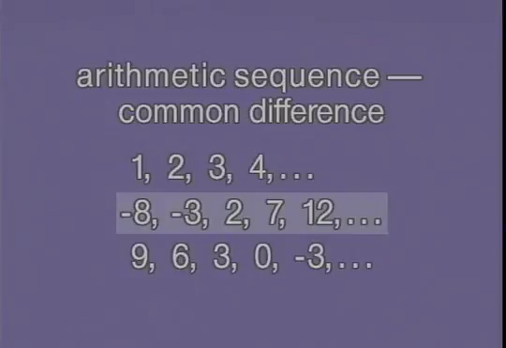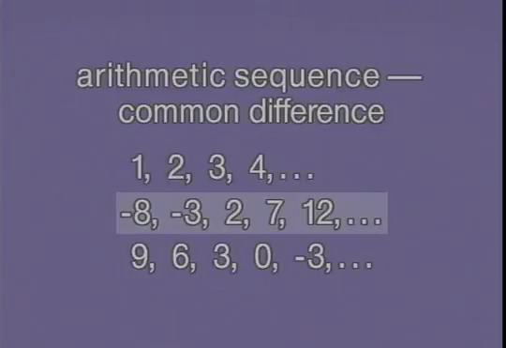No, it would be +5, because obviously from -8 to -3, we're going up the number line, and therefore we're adding a positive number. The way to check that is to say, hey, if I add 5 to -3, do I get 2? Yes, I do. And when I add 5 to 2, do I get 7? Indeed. And of course, 5 plus 7 gives us 12. What would the next term be? Well, since the common difference is 5, we're going to add 5 to 12 and get 17.